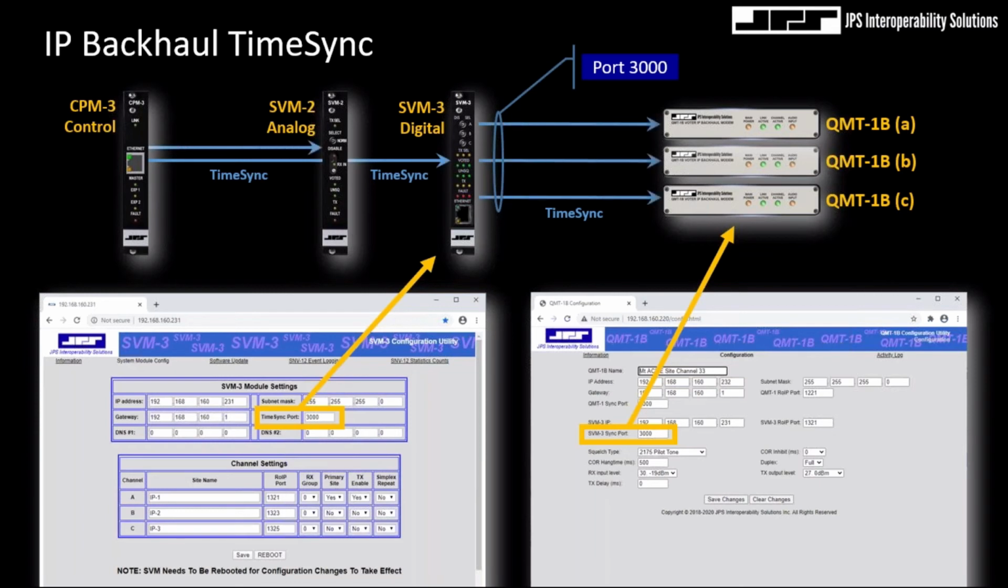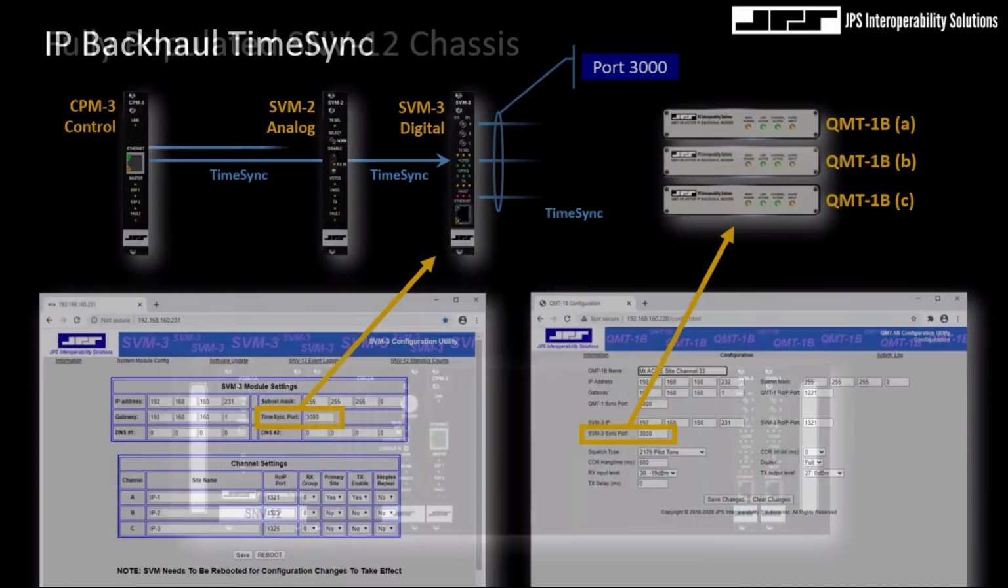And because the remote QMT is specifically paired with its SVM3 module because of the IP address relationship, we can effectively reuse the 3000 value for the time sync port value on each and every SVM3 and QMT module that's supported by the chassis. You can even reuse this value on all SNV-12 voter chassis in an entire system. And this is all possible because every module has a discrete IP address, right?